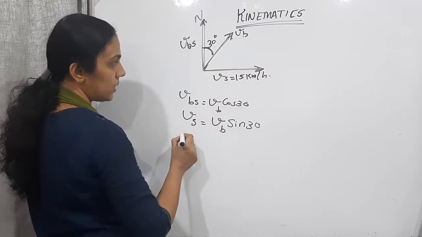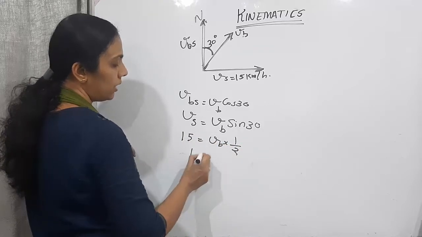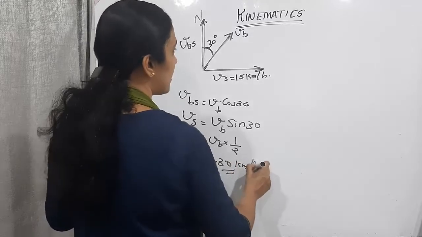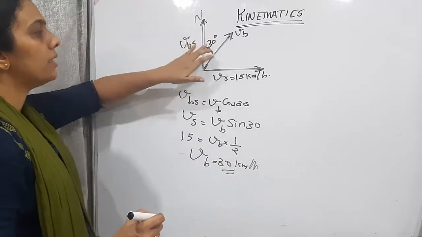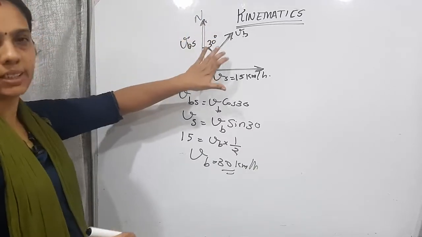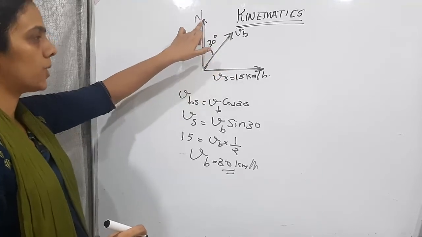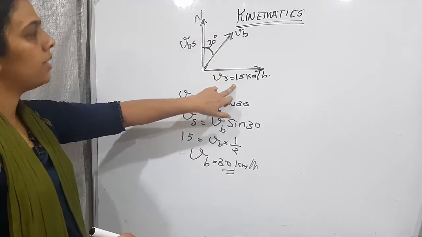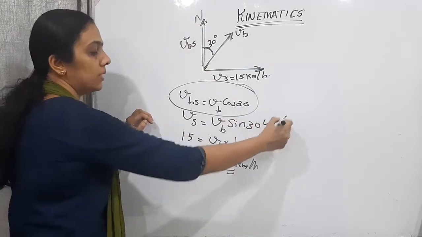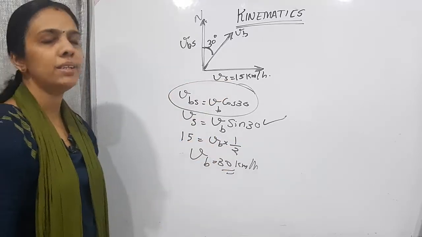From this we can write Vs is 15, Vb into sin 30 is 1 by 2, therefore Vb we are getting as 30 km per hour. This is easy, only thing is you should understand that this is the angle east of north. So from north it is 30 degree. VB we are dividing into two components, one is the cos component and the other is the sin component. Since the cos component's value is not given, we can't use this one. We can go for this equation. Vs is given, therefore Vs is equal to Vb sin 30.